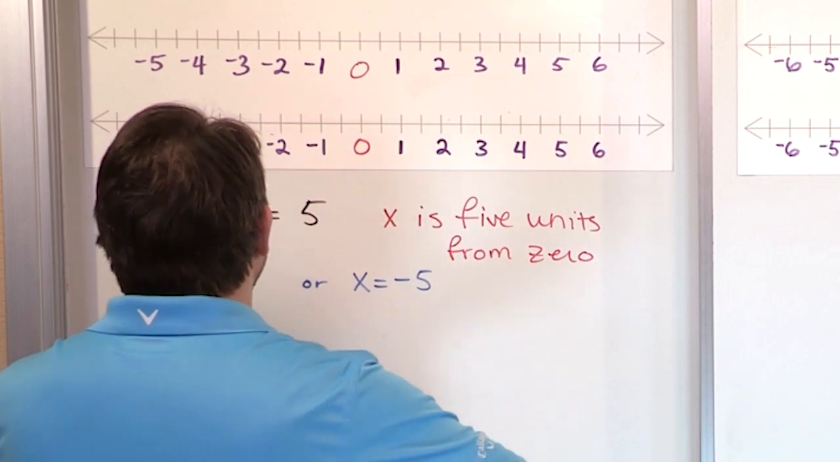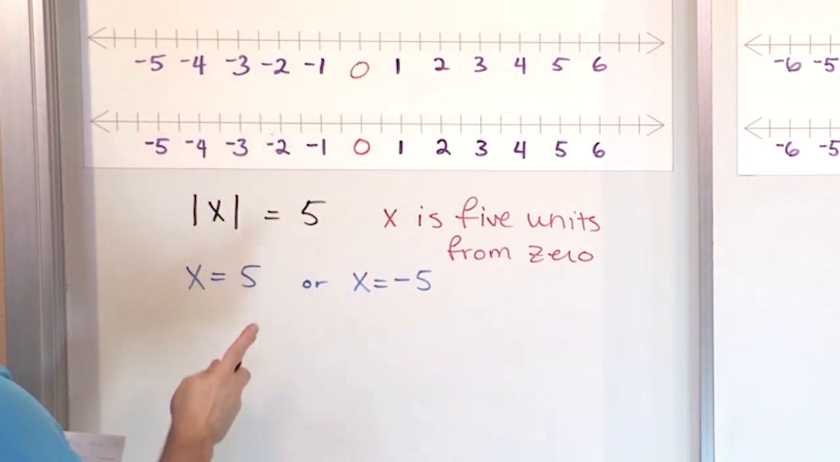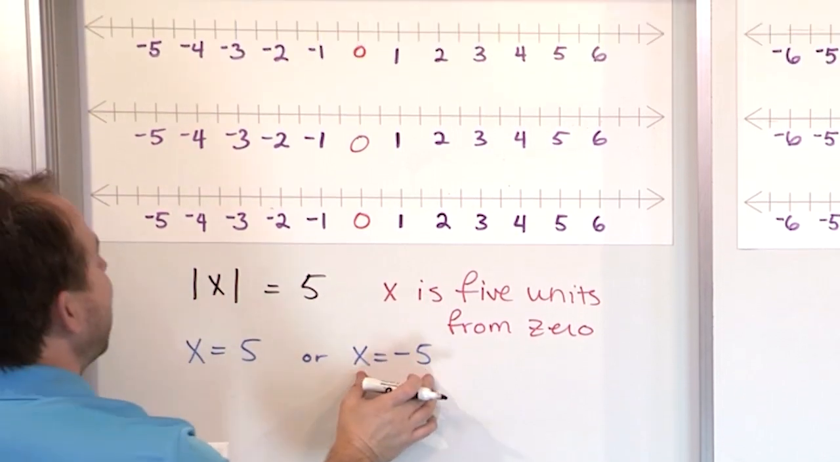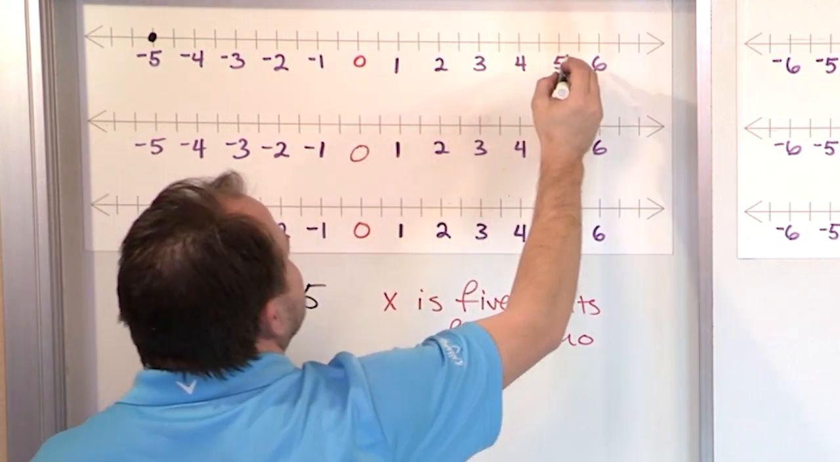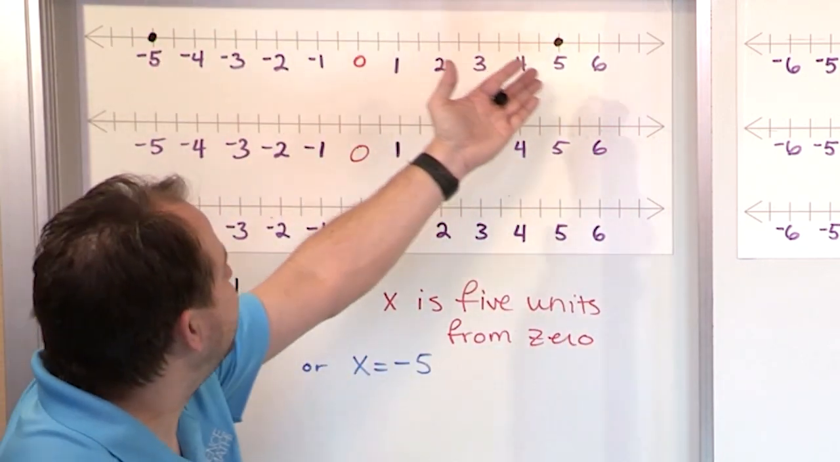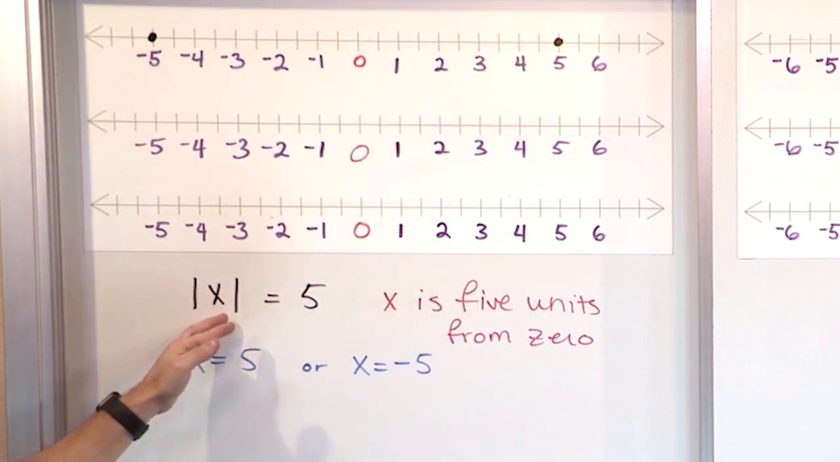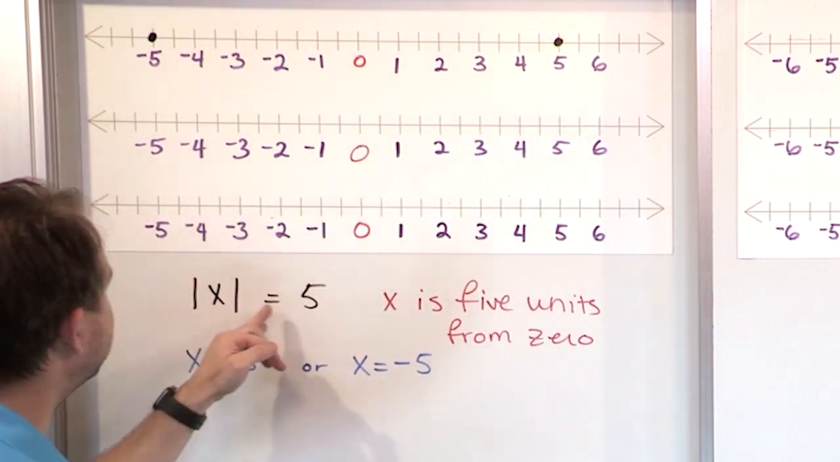So if we were going to plot the answer to this, this is not an inequality, this is an equation. The two solutions of 5 and -5 would be what? It'd be a dot over here at -5, and it'd be a dot over here at +5, right? And these are the only 2 points that satisfy this equation, because we put one of them in here, we get 5. We put the other one in here, we also get 5.